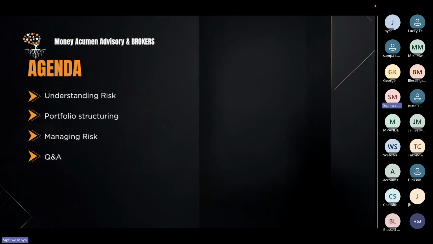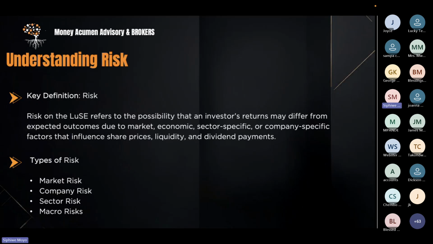Okay, so our agenda for today, those are the key agenda items. I'll take you through how to understand risk, how to structure your portfolio, how to manage risk, and then we'll jump right into our Q&A session. Okay, so to begin, risk has been mentioned a number of times, but what is this risk? What do we mean when we actually mention risk?